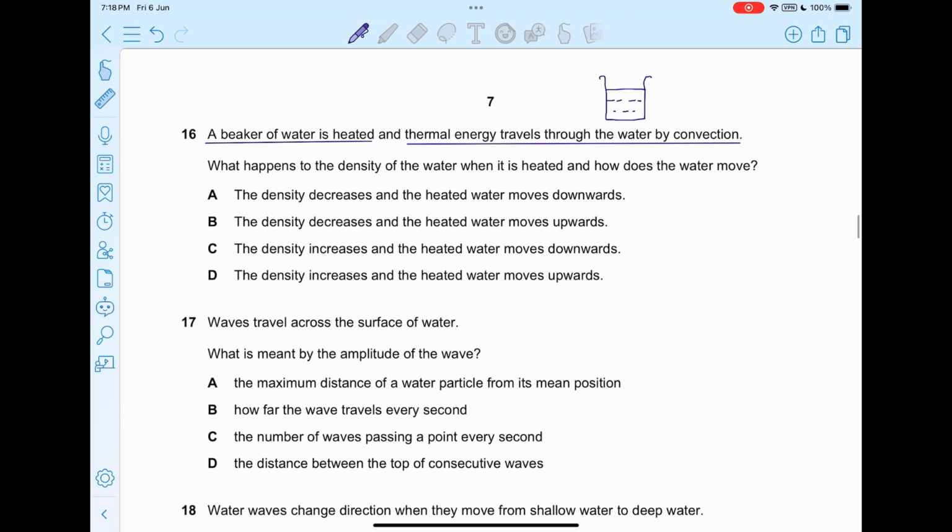Number 16, a beaker of water is heated and thermal energy travels through the water by convection. What happens to the density of the water when it is heated, and how does the water move? So when the water is heated, the volume will expand, so the density should decrease. So A and B. And how does the water move? The hot water moves from the bottom of the beaker to the top of the beaker, so the water moves upwards. So the answer should be B.